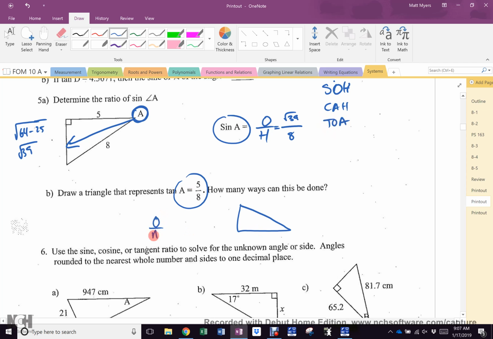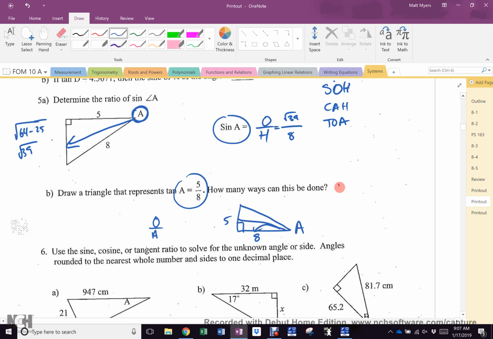Opposite over adjacent. One of these is obviously shorter than the other. So where would the 5 have to go and where would the 8 have to go? The way I have drawn this triangle, 5 would have to go there and 8 would have to go there, and where would A go? Top, 90, or right? Right. Because opposite over adjacent.